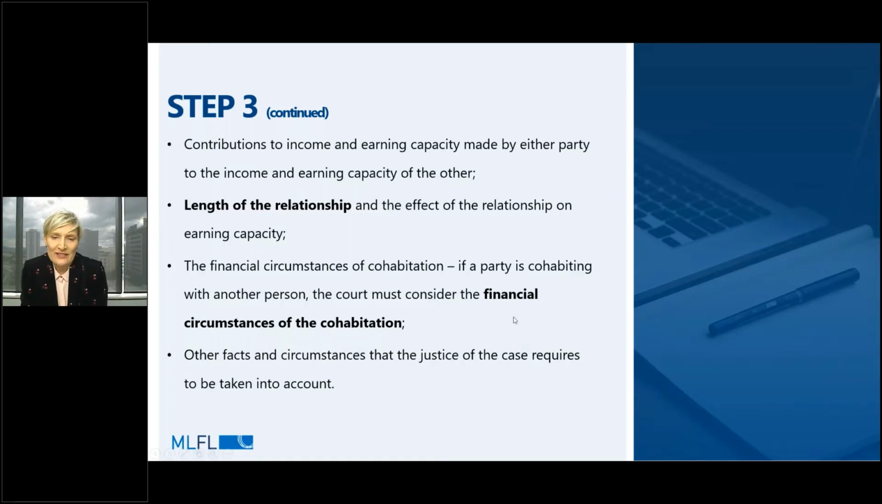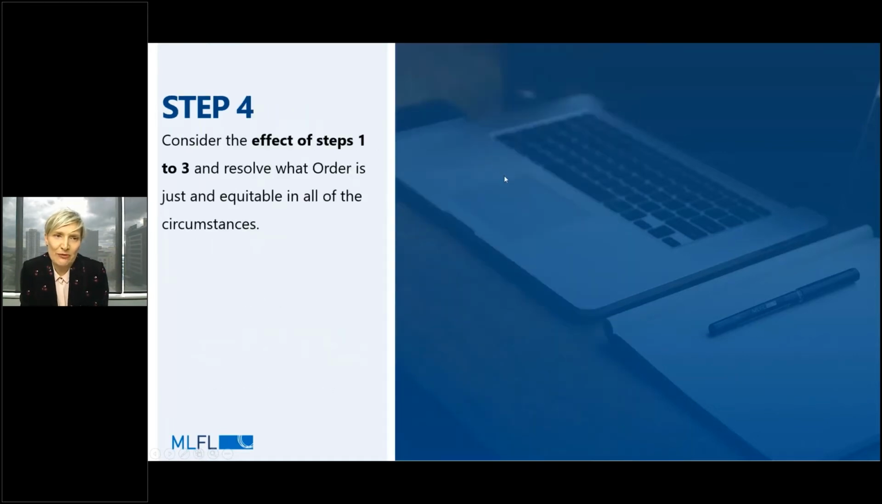The court also has a discretion to consider other facts and circumstances that the justice of the case requires. And then we get to step 4, which is what is just and equitable in all of the circumstances. So just to provide an overview in relation to how that process might work by way of illustration, after step 1, you effectively have a balance sheet.